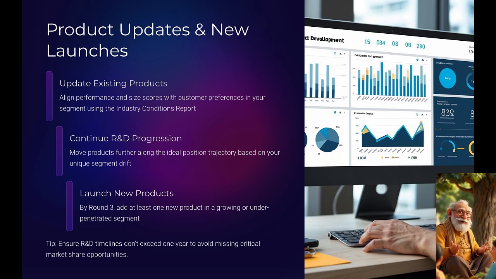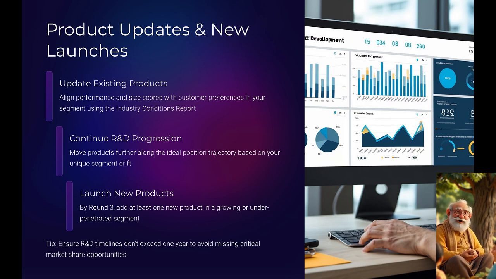Section 2, Product Updates and New Launches. As always, the first step is updating your existing products. You should open your industry conditions report to understand segment buying criteria. Please note, do not copy my numbers directly. Each game is different, and numbers will vary depending on your simulation settings, industry, and your competitor behavior. That said, here's the strategic framework.